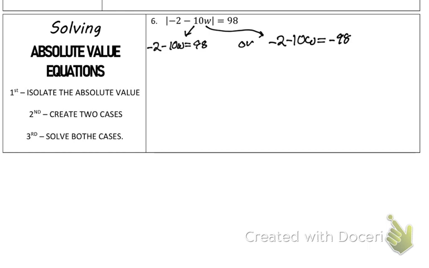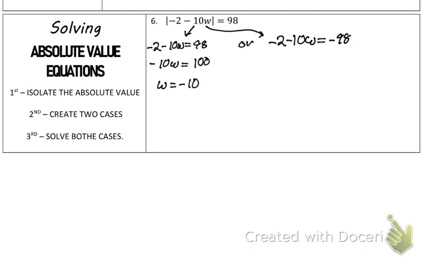On the left-hand one, I need to add 2 to both sides. This one's going to come out nice because I have negative 10w equals 100. Divide both sides by negative 10, and we'll have w equals negative 10. So if I plug negative 10 in here, I'll have negative 2 minus 10w, so minus 10w would be plus 100, negative 2 plus 100. That equals a positive 98. The absolute value of 98 equals 98.